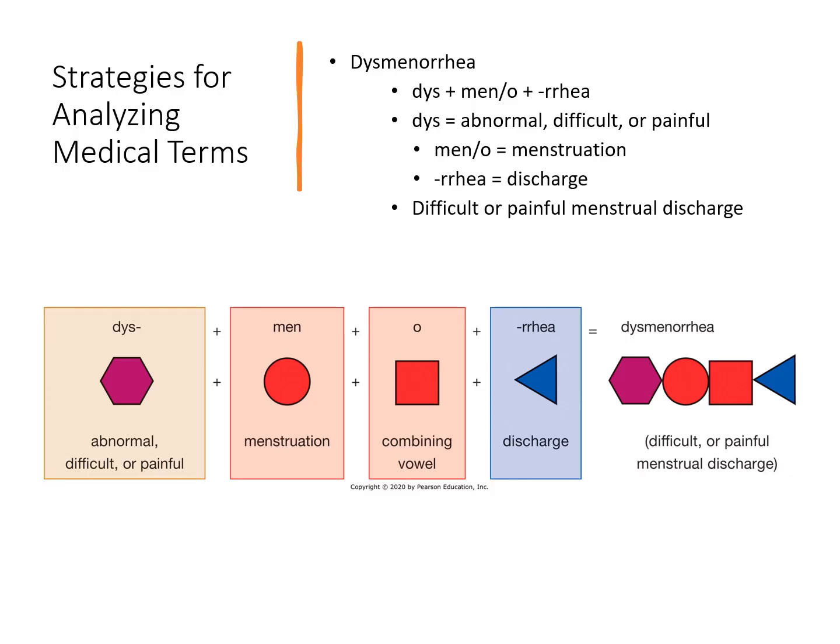When defining medical terms, follow these steps as illustrated with the example dysmenorrhea. Divide the term into its word parts: dys, men, o, rhea. Define each word part. Dys means abnormal, difficult, or painful. Meno means menstruation, and rhea means discharge. Put the meaning of the word parts together to see what the term means: difficult or painful menstrual discharge.